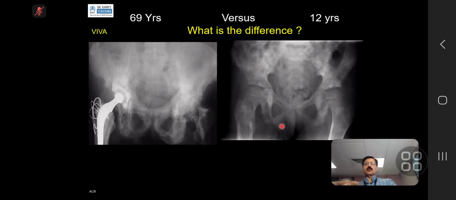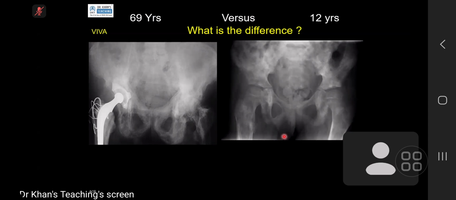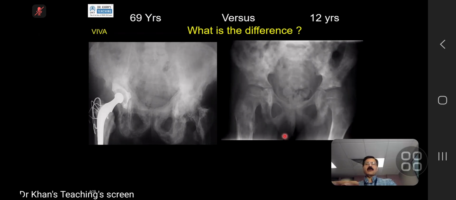What do you call it? I want you to use a word. I'm waiting to hear a word. Let me tell you that everything is abnormal. The whole marrow is abnormal. This femur is abnormal. This is abnormal. Everything is abnormal. Use a word. How will you call it?